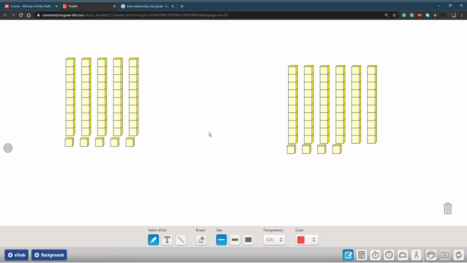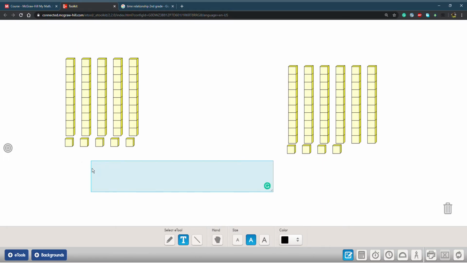Okay, now we have this example. We want to compare between these models and these models, but we should know the number first. So this number is, let's count: 1, 2, 3, 4, 5. We have 5 tens, and how many ones? 1, 2, 3, 4, 5. 5 ones. So the number is 55.